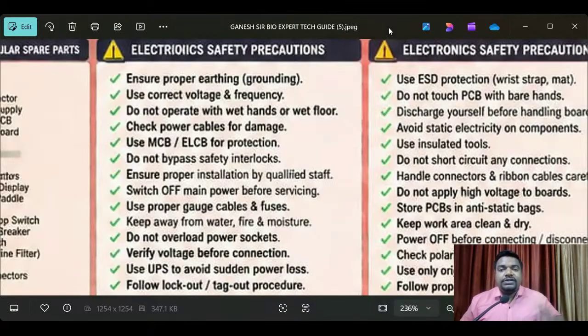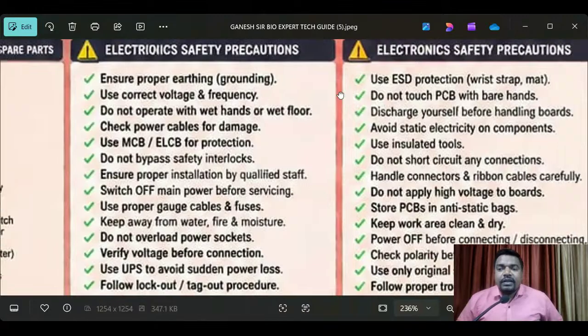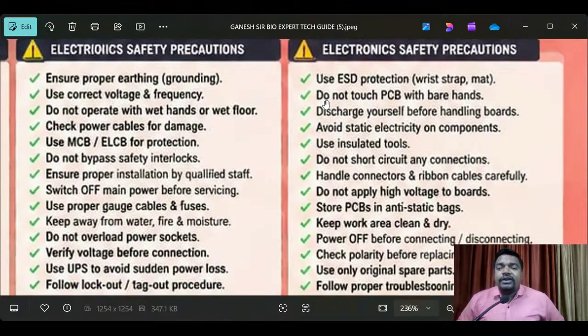Okay, right. So safety precautions are going to help you. They are going to protect the equipment, and they are going to save the budget. Right? Yes, come on. And now see here, electronic safety precautions.